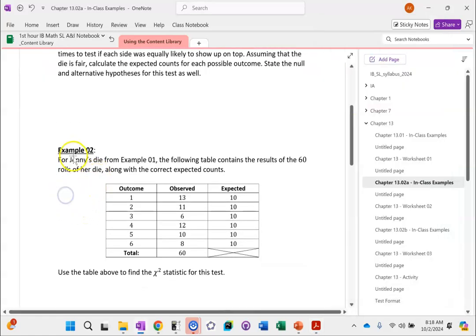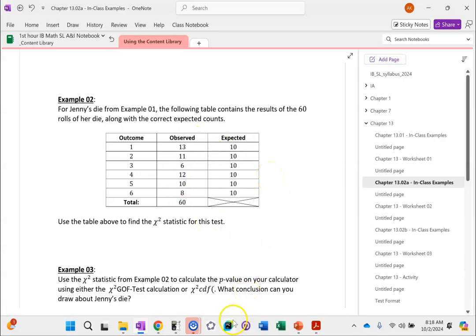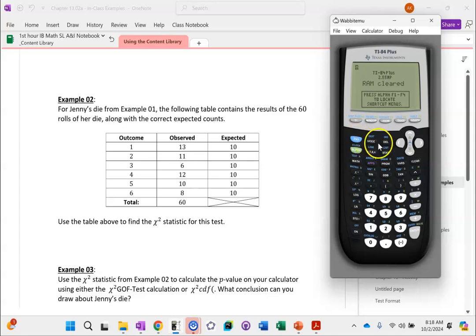Okay. Now, for Jenny's die in example 1, the following table contains the results of the 60 rolls of her die along with the expected counts. Use this table above to calculate the chi-squared statistic. Now, my suggestion for you guys is we're going to do this using a table on our calculator rather than grinding out all the data entry by hand.